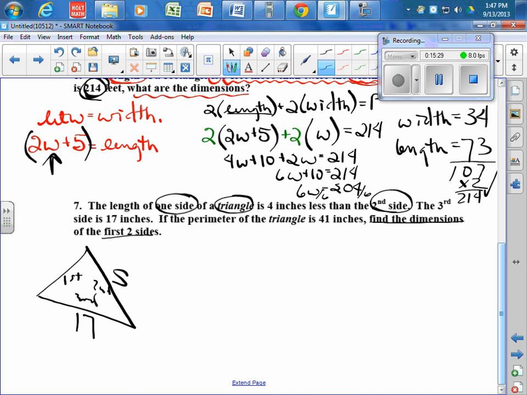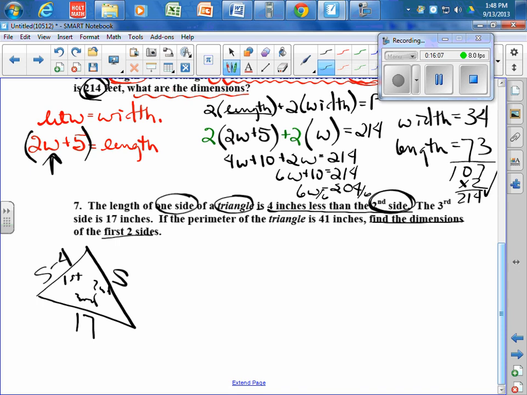Now I need an algebraic expression for the first side. And what does it say about the first side? Well, it says the first side is 4 inches less than the second side. How can I write an algebraic expression that means 4 inches less than the second side? I know that I'm calling the second side S. So the first side would be what? 4 inches less than that would be S minus 4.